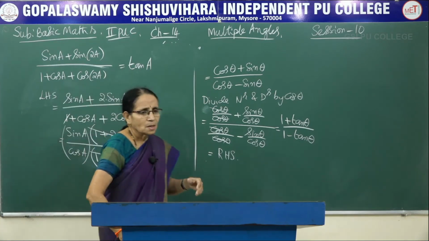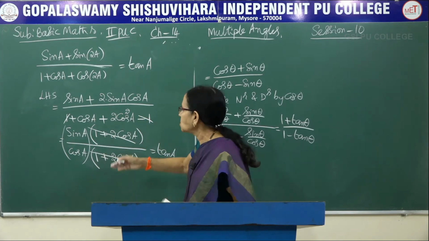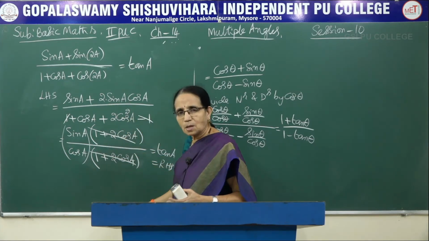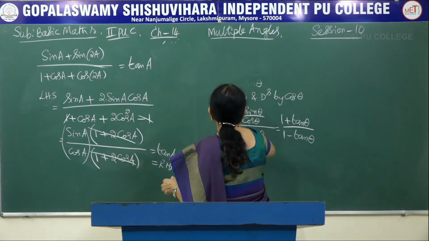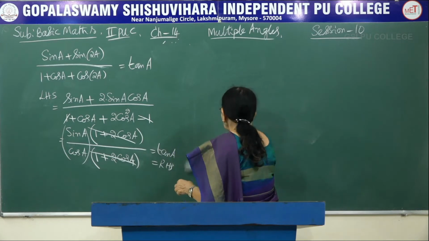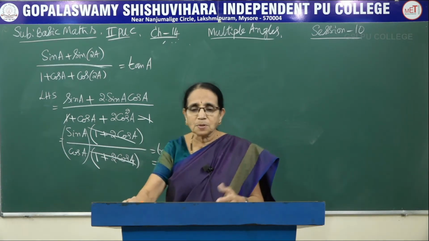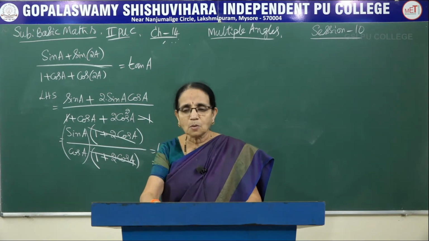Now in this problem you can see within 2 steps you got the answer. Once you wrote the multiple angle formula, then taking out the common factor, we got it. So such simple problems you can expect for a 2-mark question. If the problems are a little bit lengthy, with more steps, then automatically it will be given for a higher mark question.